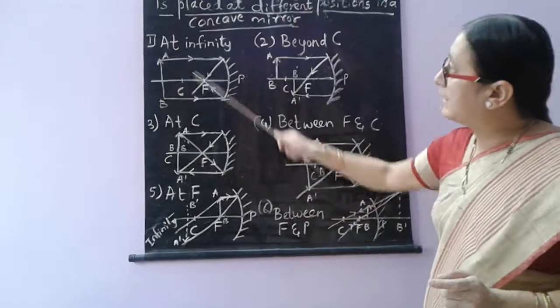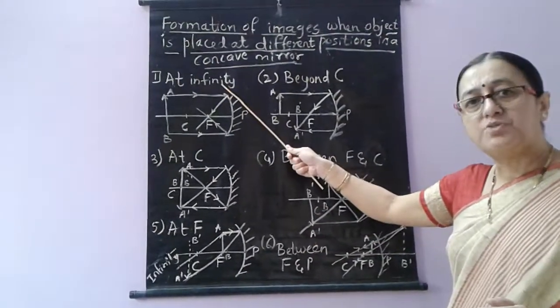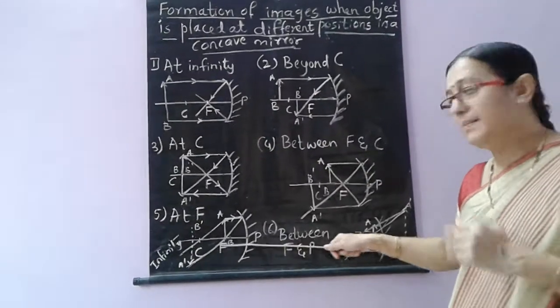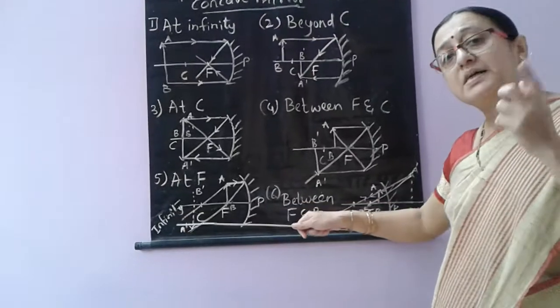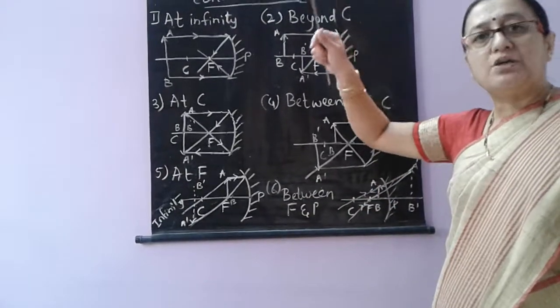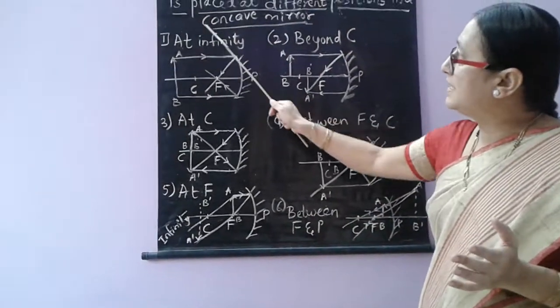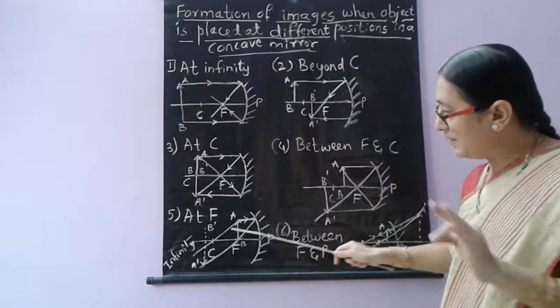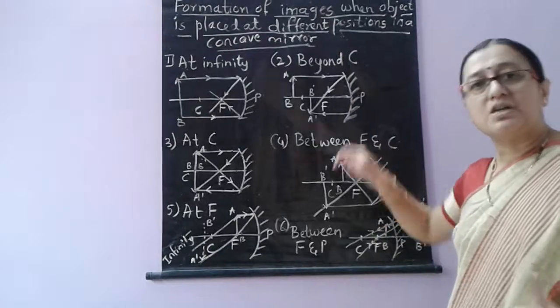So we can compare here. At infinity when you keep the object, the image is formed at F. At F when we keep the object, the image is formed at infinity. But there is a change in the enlargement of the image. When the object is placed at infinity, we see a point size image. When the object is placed at F, we see an enlarged image.